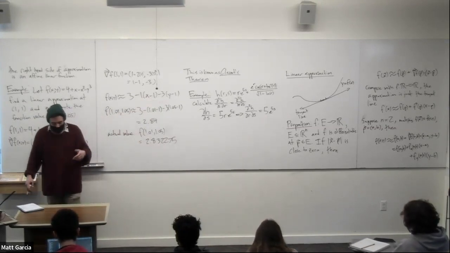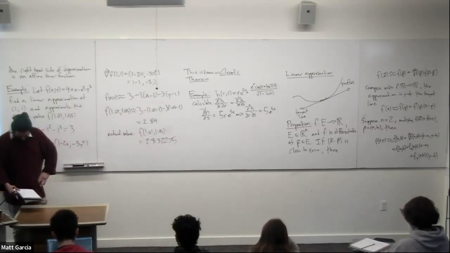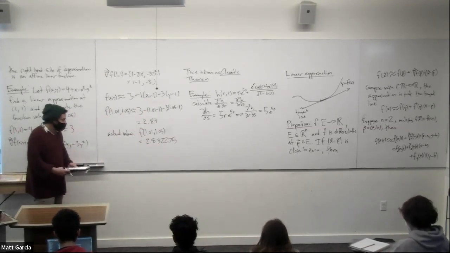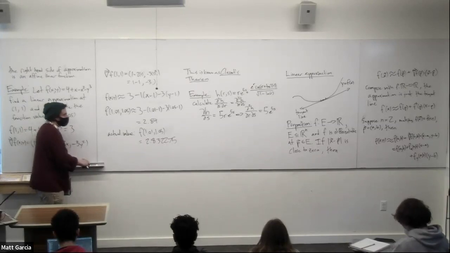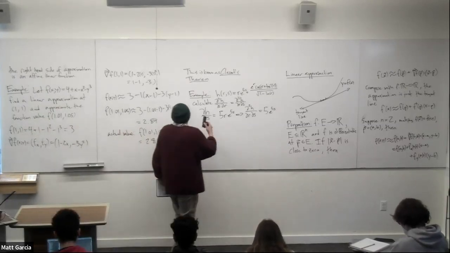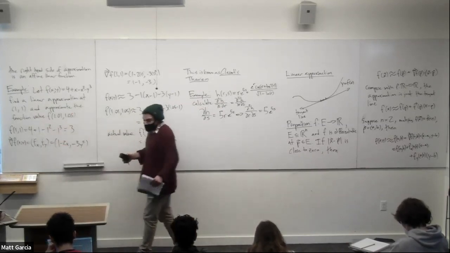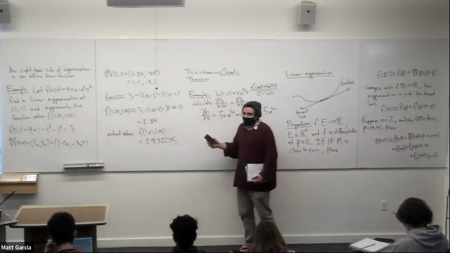So that's the value of linearization: if we are close enough to the point we're centered at, we're able to come up with fairly reasonably good approximations of the function.